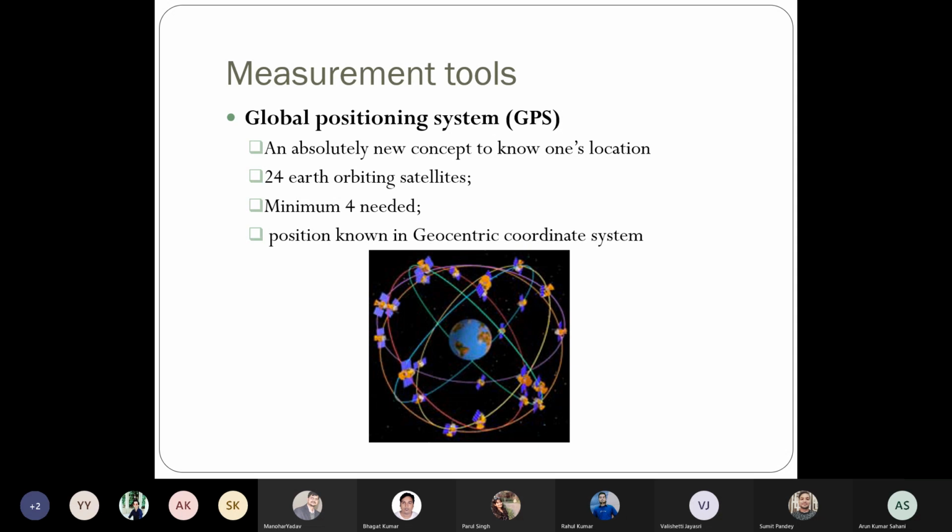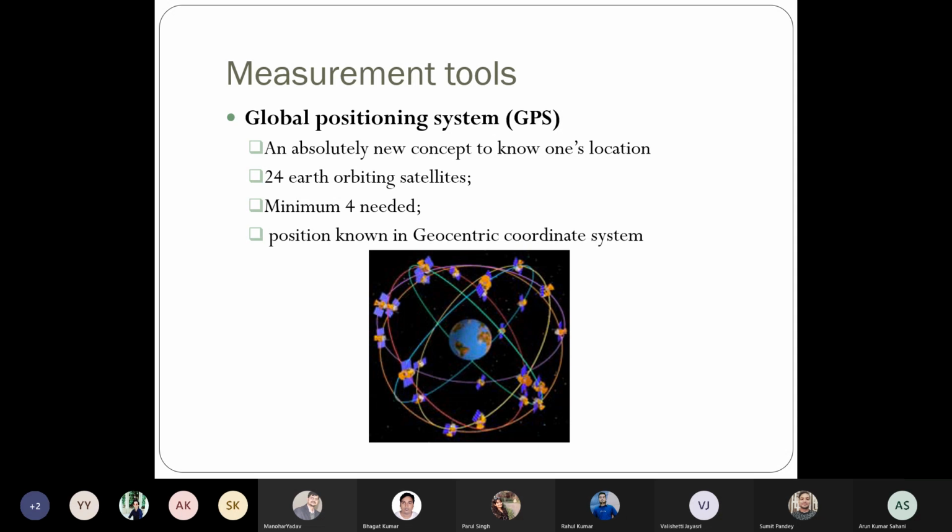The same geometry concept is applied in GNSS-based positioning measurement. Satellites are revolving around the Earth, and they are continuously sending signals towards the Earth's surface. Let's say you place a receiver somewhere; that receiver gets the signal from a satellite, and that signal contains the location of the satellite in a reference coordinate system. So there is a common coordinate system which is defined.